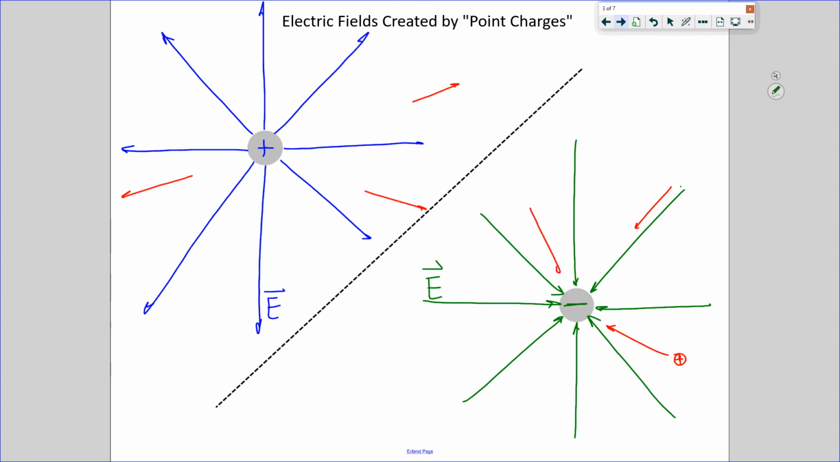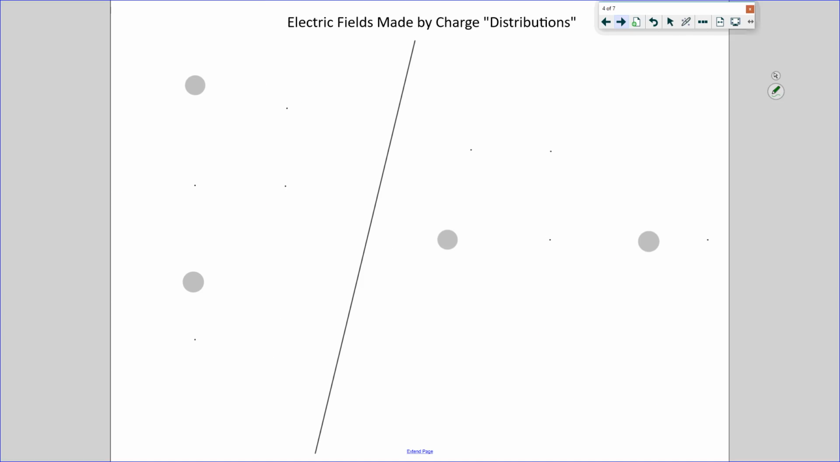So, there are electric fields made by point charges. All right, now, what about fields made by charge distributions or collections of charge, or multiple charges in the same general area? Well, let's look at a couple of examples. Let's look at an example where we have two different positive charges, we'll call them one and two. What we'll do is look at the total field made by these two charges at some various locations. You see those black dots? Those black dots are locations in space. They're not objects. They're not charges. They're places.